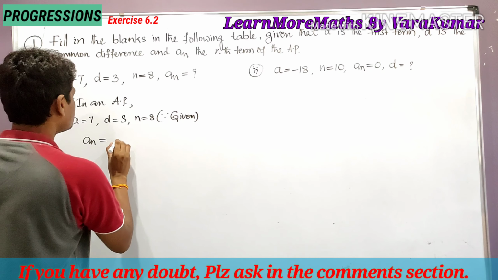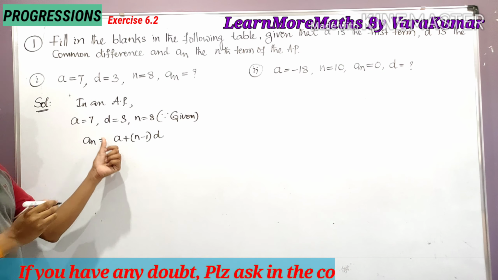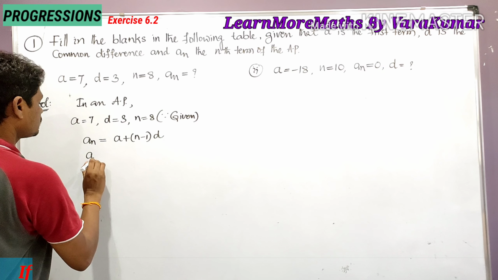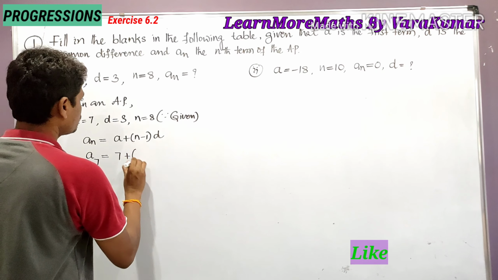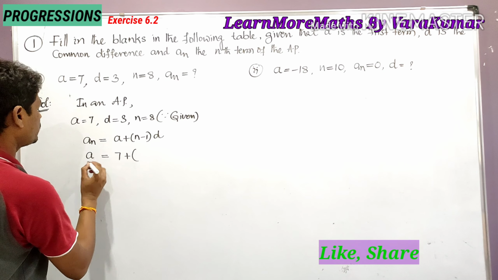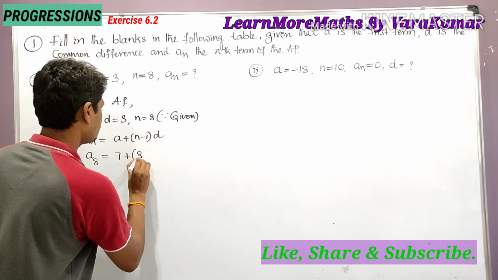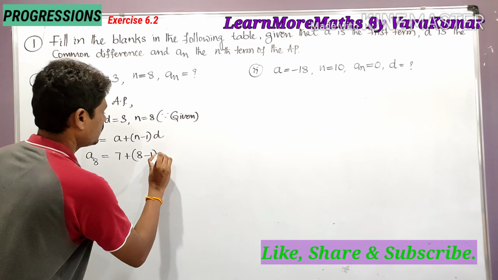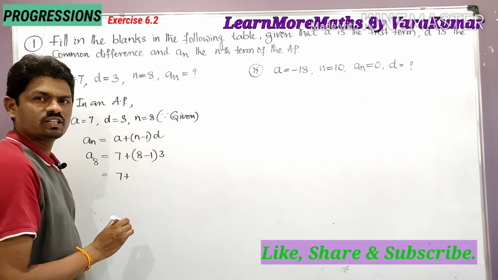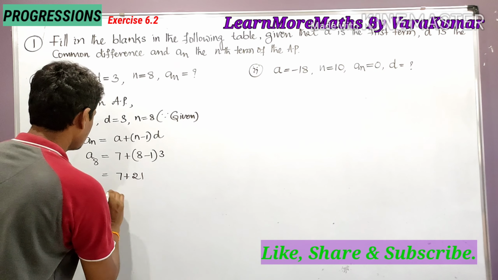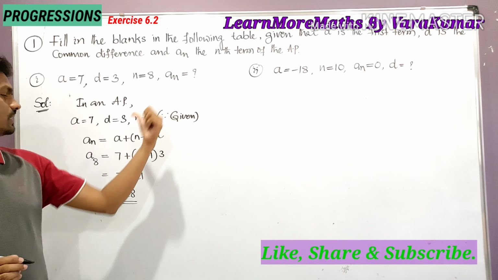So we have AN is equal to A plus N minus 1 into D. We have to substitute all the values. Sorry, N value is 8, student. So A plus, A is 7, plus N minus 1, that is 8 minus 1, into D value is 3. We just have to substitute the values. So 7 plus, 8 minus 1 is 7, 7 into 3 is 21, 7 plus 21 is 28. That's all, student. This is AN, that is A8.